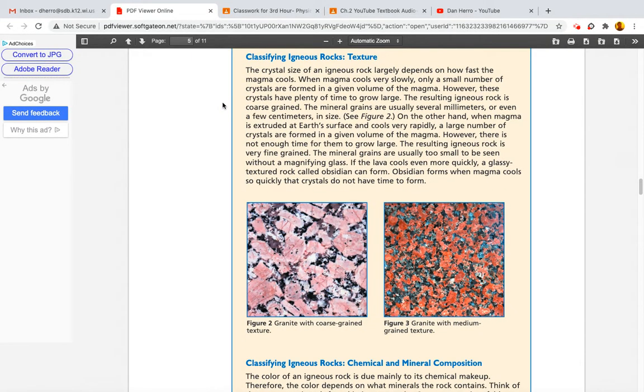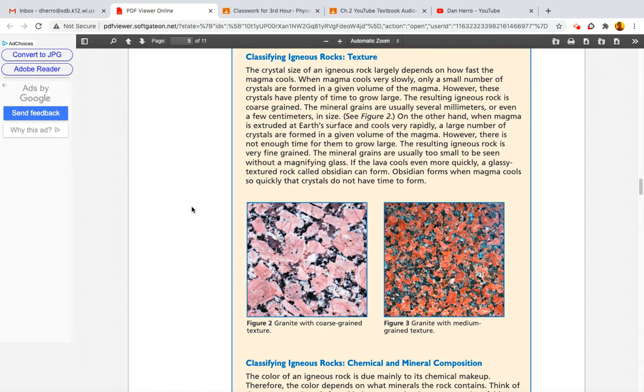Classifying igneous rocks by texture. The crystal size of an igneous rock largely depends on how fast the magma cools. When magma cools very slowly, only a small number of crystals are formed in a given volume of the magma. However, these crystals have plenty of time to grow large. The resulting igneous rock is coarse-grained. The mineral grains are usually several millimeters or even a few centimeters in size. See Figure 2, right here.